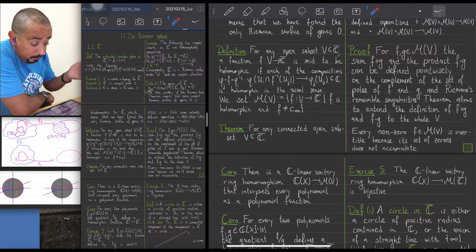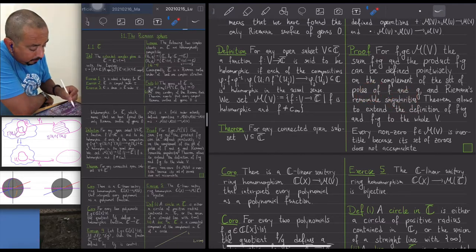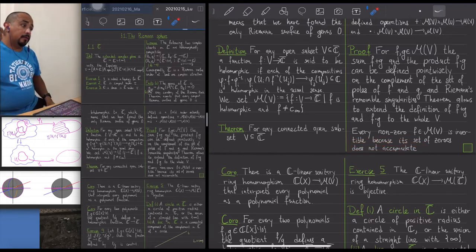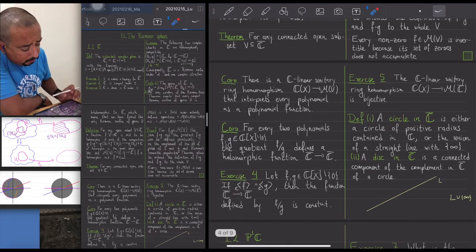Notice if V were not connected, then one can take two connected components, and say, take the function that takes the constant value 1 on one of the components and equal to 0 on the other component, and then this fails. When I try to define 1 over F, I have problems. Okay, so when V is connected, the C-algebra of meromorphic functions on V is actually a field.